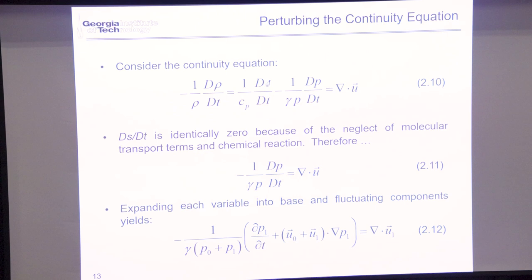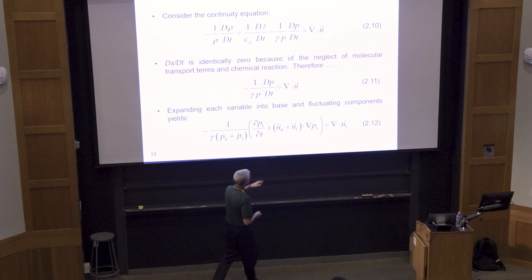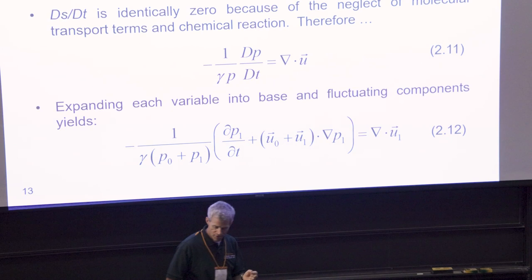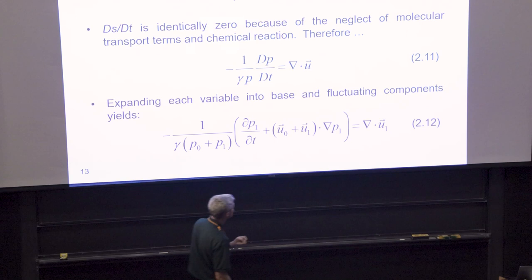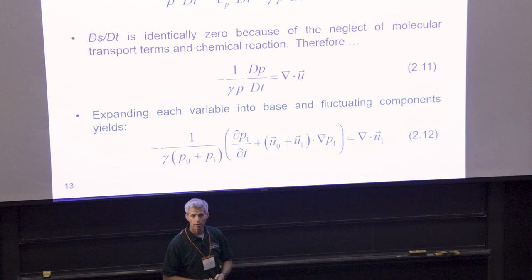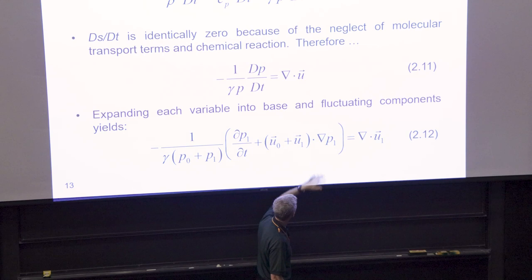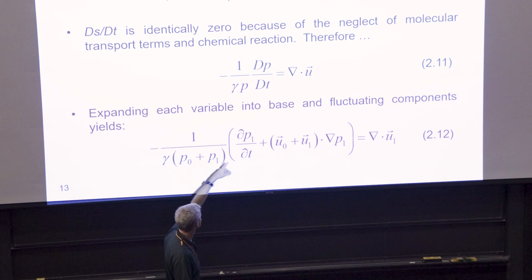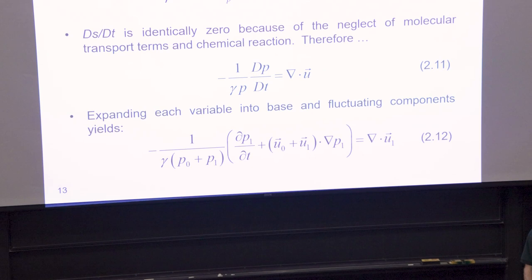When you linearize, you neglect products of disturbances. Notice, for example, this term right here: I have u naught dot grad p1, and I have u1 dot grad p1. I've already said I'm going to assume these disturbances are really small relative to the base quantity, so that term is going to be a whole lot smaller than that term. I'm only going to hang on to terms that are first order in disturbance. So I'm only going to keep the u naught dot grad p1 term, and I'm going to neglect that term. Similarly, I can linearize this term, and that'll just be 1 over gamma p naught times the derivative of p1 with respect to t. In my textbook, we go through this in a lot more detail.